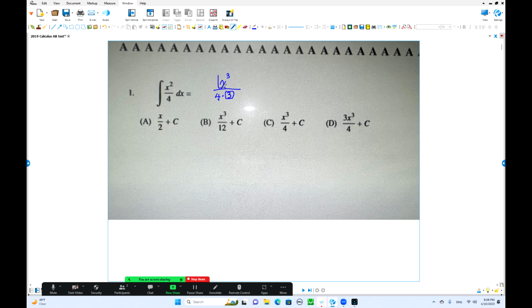This one we use the rule, okay? And plus c. So simplify, x cubed over 12 is okay. 4 times 3 is 12. x cubed over 12 plus c, that is the antiderivative, okay?